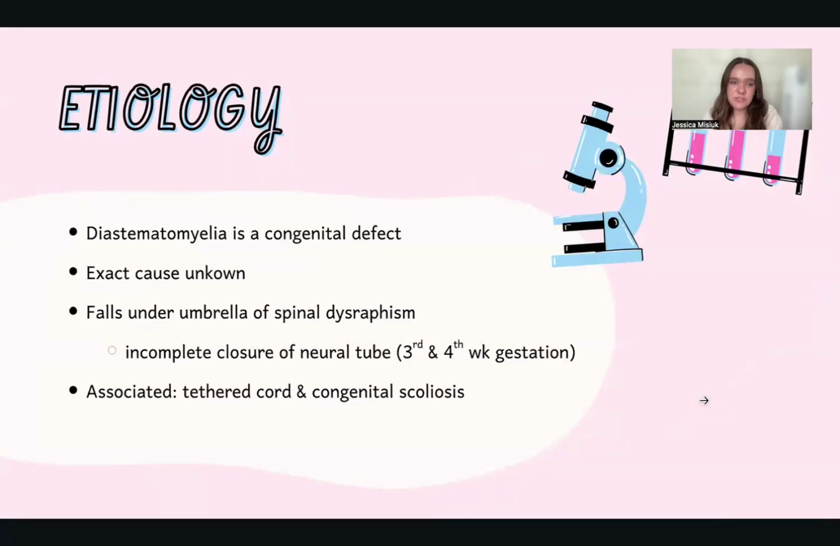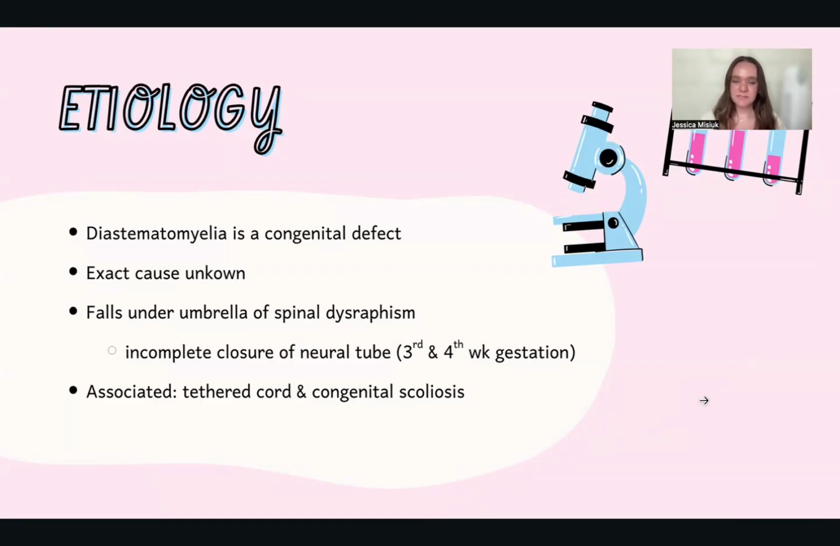Now, some etiology on the abnormality. Diastematomyelia is a congenital defect. Although the exact cause is unknown, there's not too much research on this topic because it is more rare. It does fall under the umbrella of spinal dysraphism, which is an incomplete closure of the neural tube, which usually happens around the 3rd to 4th week of gestation.